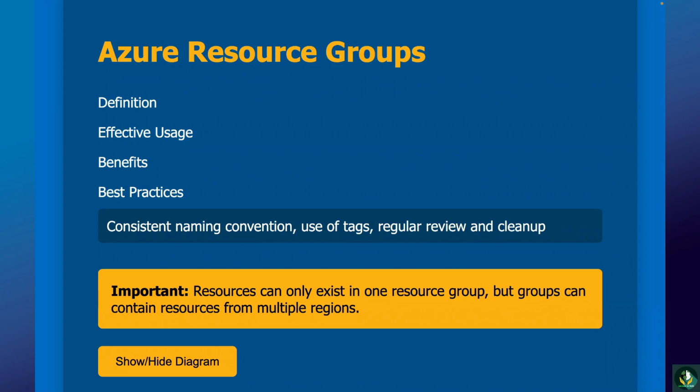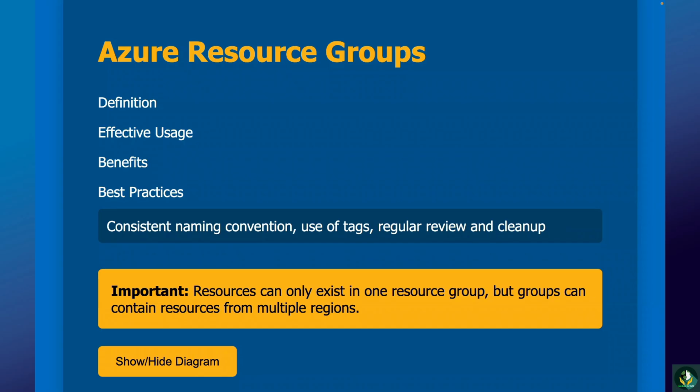Also, consider regular review and cleanup. Periodically review your resource groups and ensure they still serve their intended purpose. Delete unused resources to optimize costs. Consider resource group life cycles. When deciding which resources to include in a resource group, consider whether these resources share the same life cycle. And also limit shared resources. While it's possible to have resources from multiple regions in a single resource group, it's often better to have region-specific groups for resources that are used together.